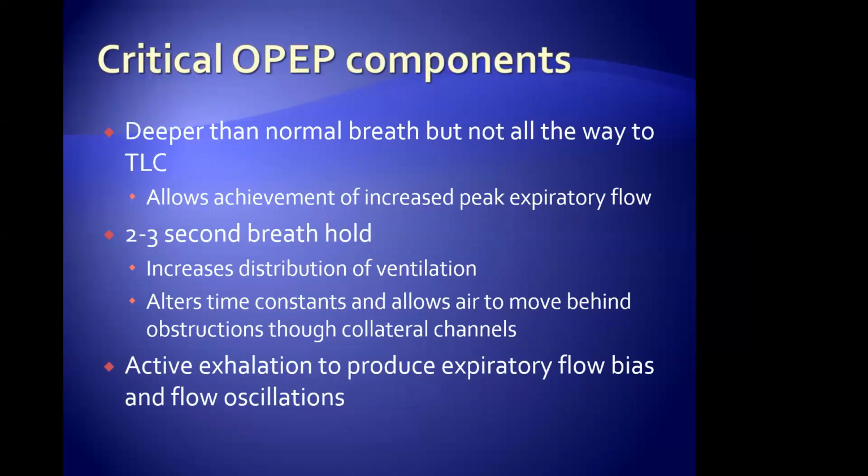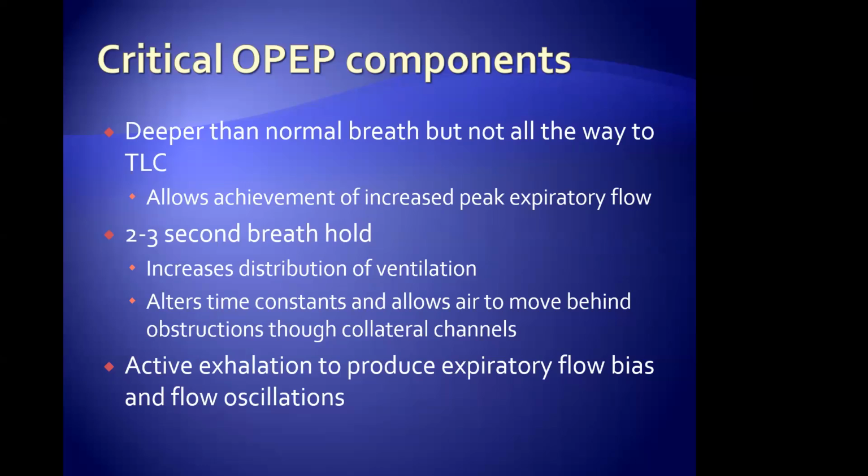All right, here's critical OPEP components. Deeper than normal breath, but not all the way to TLC. I don't need to have them take 3,000 cc's. I don't need that. But larger than normal breath. So if their normal breath is 150 cc's, I need to get a little bit better than that. 500 to 700 cc's probably will help them along. Allows achievement to increase peak expiratory flow.